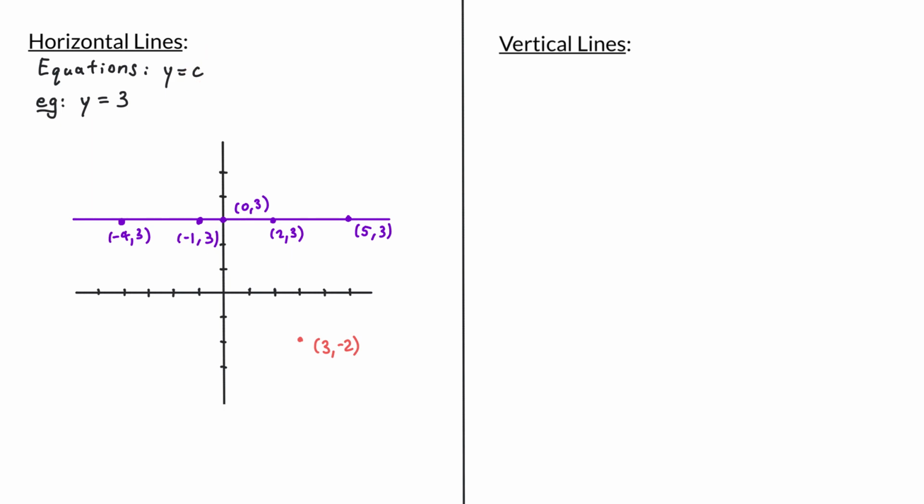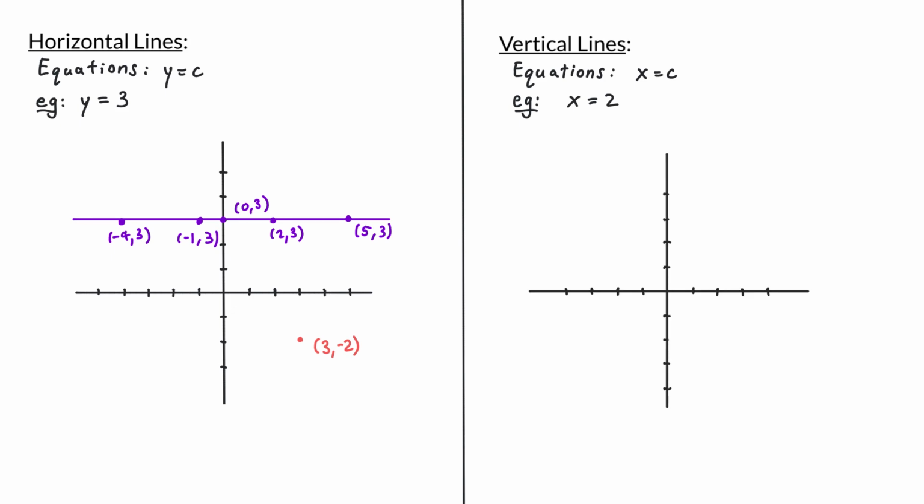We end up with vertical lines when we look at equations of the form x = c. As an example, we can look at the equation x = 2. Again, let's draw the graph for this equation to confirm for ourselves that this is a vertical line. This time, a point like (-1, 4) would not be a point on the graph of this equation because we would plug in x = -1 and y = 4 into our equation. Plugging in x = -1, we end up with -1 = 2, which is not a true statement, so this point is not on our graph.